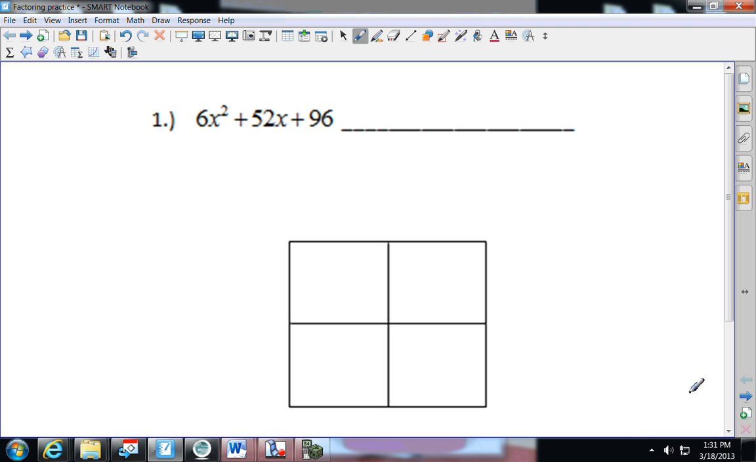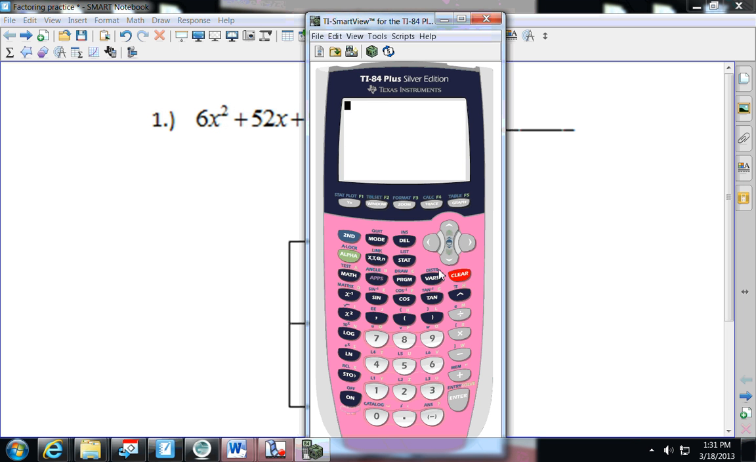All right, so now I'm looking and I'm like, does 6 go into 52? I don't even know off the top of my head. So I'll go to math, arrow over to number 9 for GCD, and put in 6, 52, and press enter. The GCF between 6 and 52 is 2.